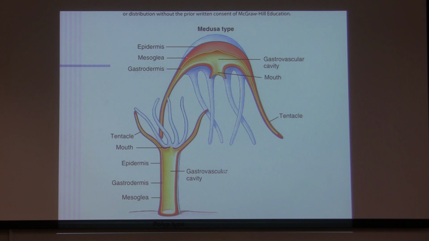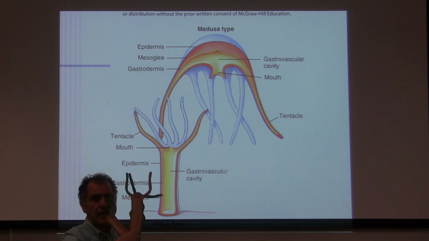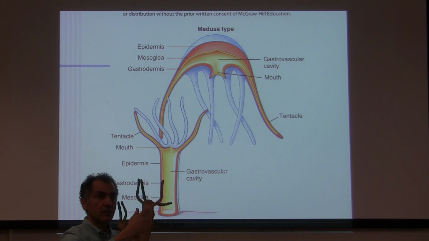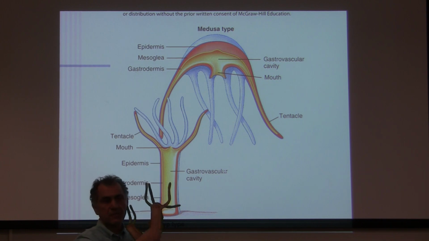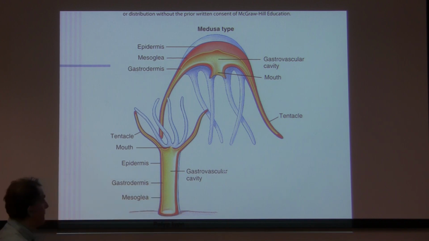The mesoglial layer, we talked about that. Right here is very thin, right here is thick. The gastrovascular cavity is the whole entire thing right here. That cavity right here is called the gastrovascular cavity. And that's what originally the name of the phylum was, Coelenterata. It comes from the term coelom, but they changed it to Cnidarians now. Okay.